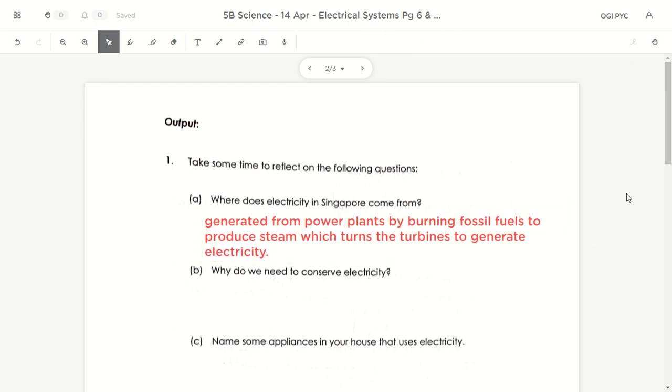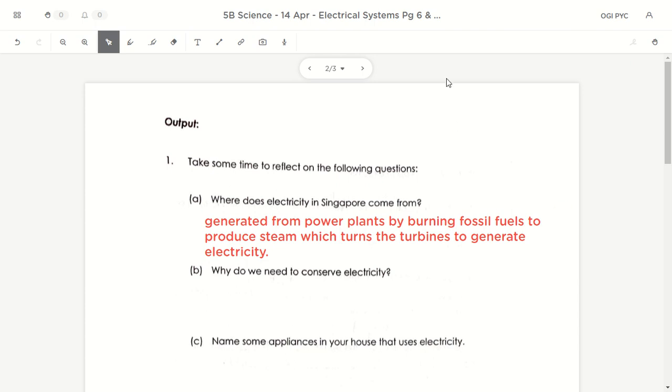Right. So where does electricity come from? In Singapore, it is basically generated from power plants. How do they do it? They burn fossil fuel, predominantly natural gas in Singapore, to produce steam. When they burn the fossil fuel, the water is heated up and becomes steam. Steam rises, turns the turbines, and generates electricity. I'll probably put in a few videos on this in the lesson so you have a better idea of how electricity is being produced.